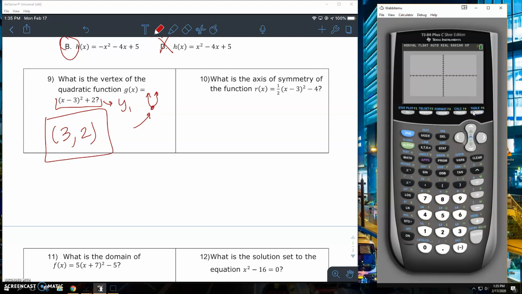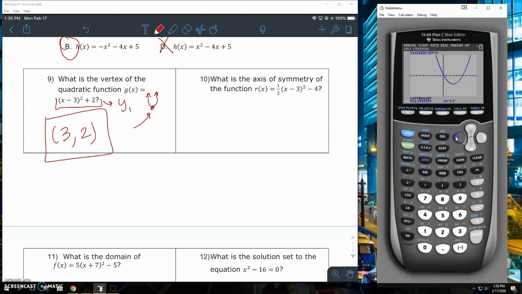And now looking at the graph. So again, I'm looking for the minimum or the maximum because that's the vertex. This one opens up, it's positive, so I have a minimum value. So second trace minimum, which is number 3.